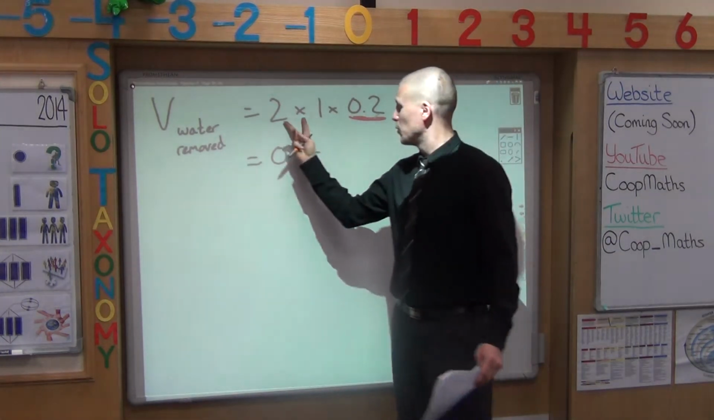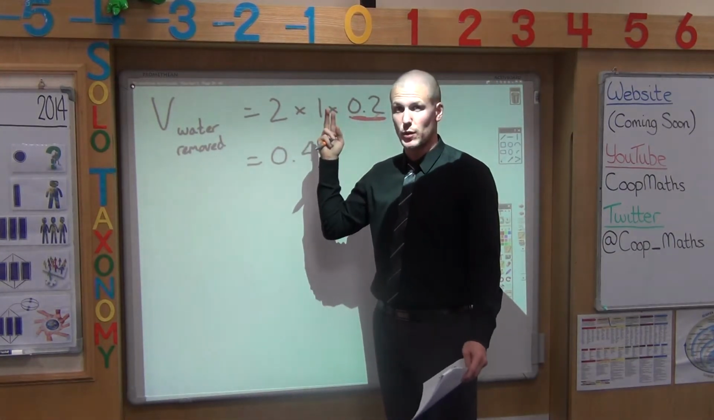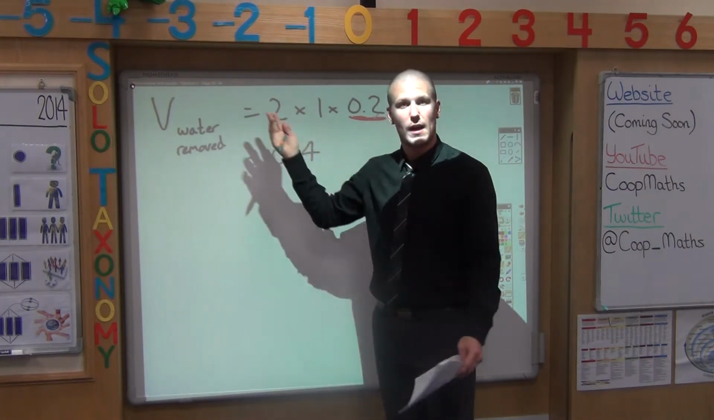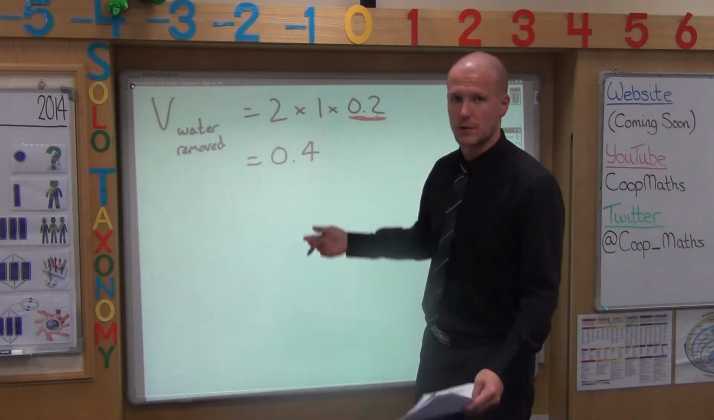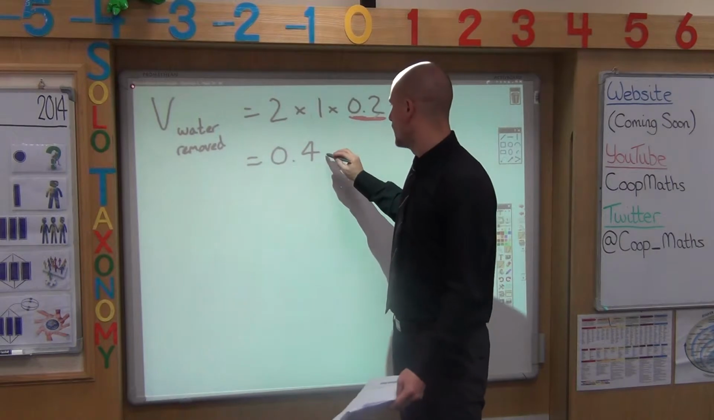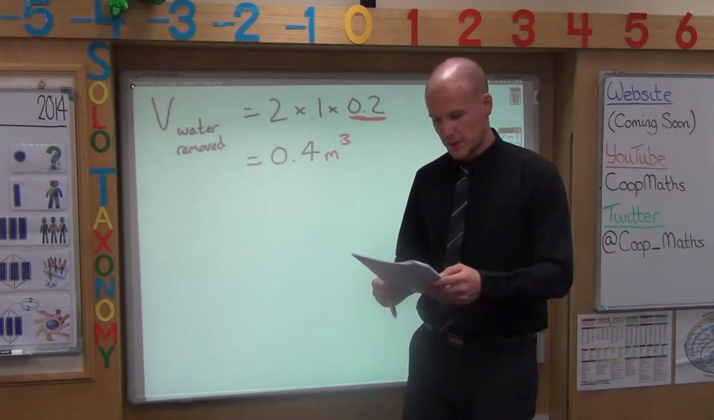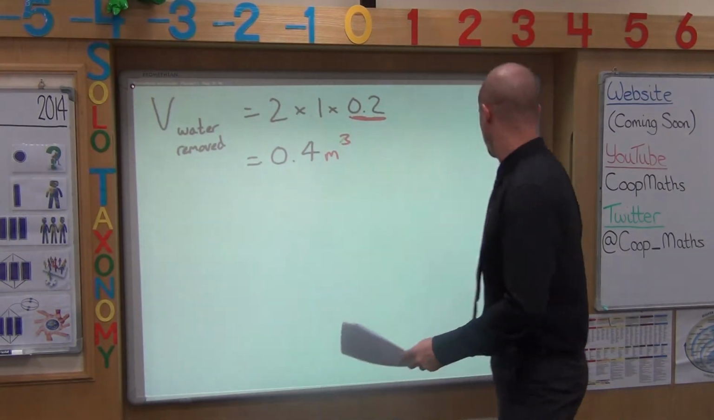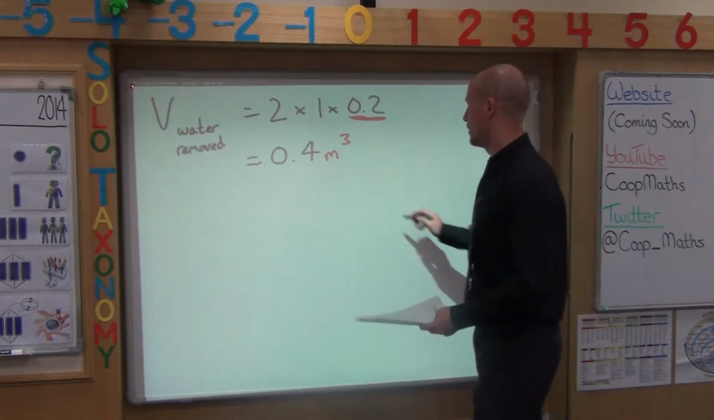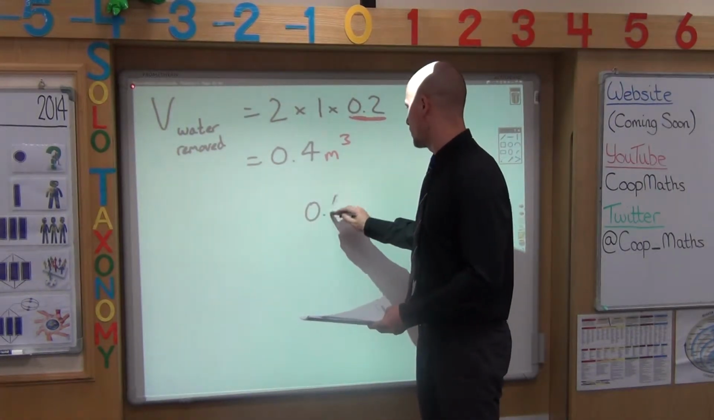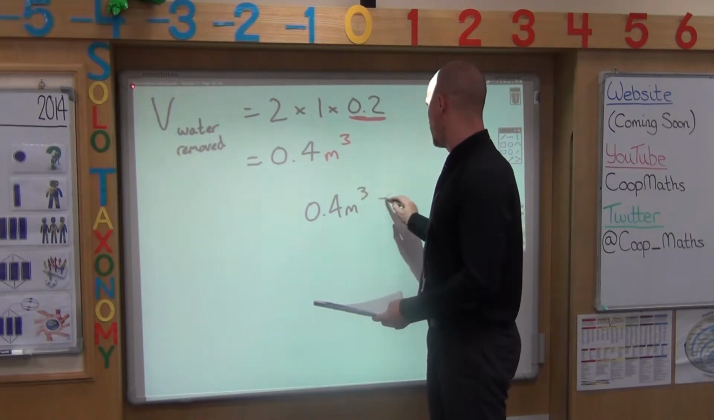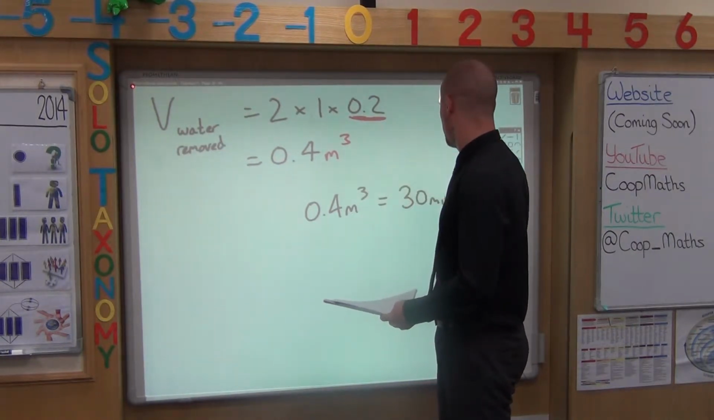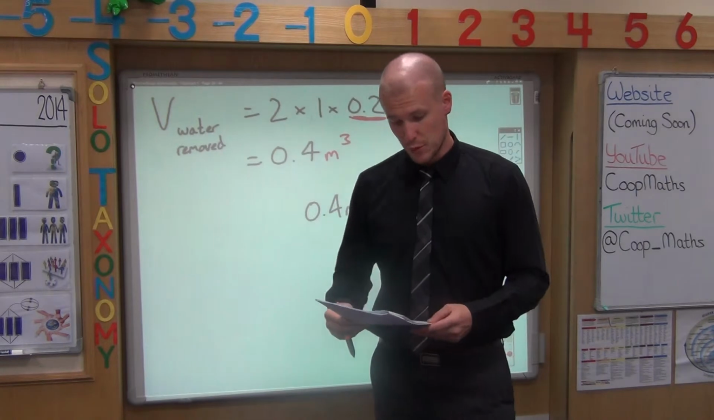I could have turned those into centimetres if I wanted, so I had 200 and 100. I've simply chosen to do it this way because the numbers are easier. So that's in cubic metres, and that's 30 minutes' worth of pumping, basically. So 0.4 metres cubed is the equivalent of 30 minutes of water removal, okay?